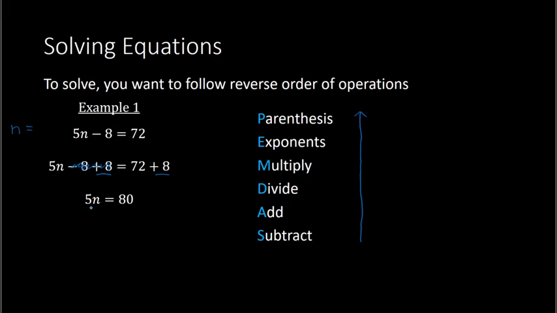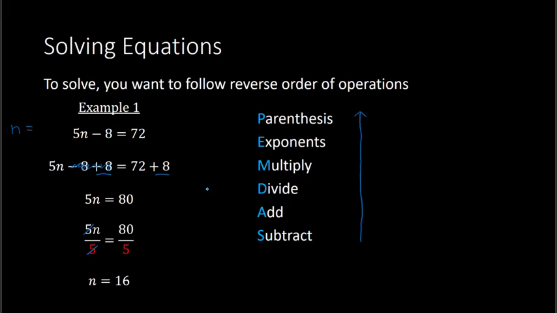To get rid of the multiplication of the 5, I do the inverse, which would be division. So I divide both sides by 5. On the left side, the 5s would cancel, which gives me 1n, which is what I wanted. And on the right side, I have 80 divided by 5, which would be 16. So my solution is 16.